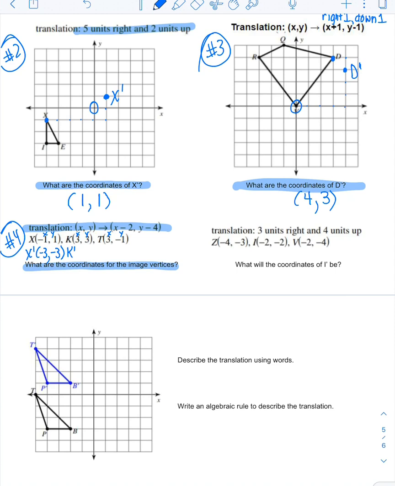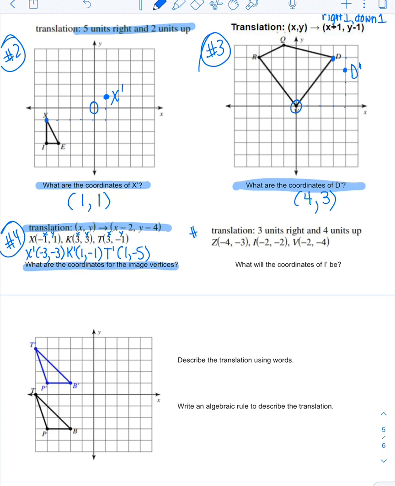So to find K prime, let's start with x. It said to do x minus 2, so 3 minus 2 is 1. And for y, it said to subtract 4, so 3 minus 4 is negative 1. Now let's find the coordinates of T prime. So first let's do x. 3 minus 2 is 1. And y minus 4, so negative 1 minus 4 is negative 5. So that's what you do if they give you the points and the rule.